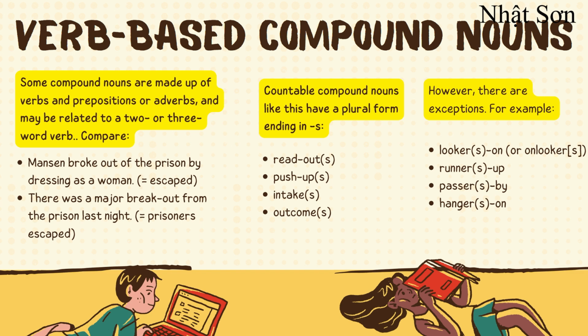As I know, countable compound nouns like this have a plural form ending in s. You can see readouts, push-ups, intakes, outcomes. It's the same when an s is added at the end of the word. However, there are exceptions. For example, you can see onlookers, or lookers-on, and runners-up, passers-by, hangers-on, where the s is added at the end of the first word.